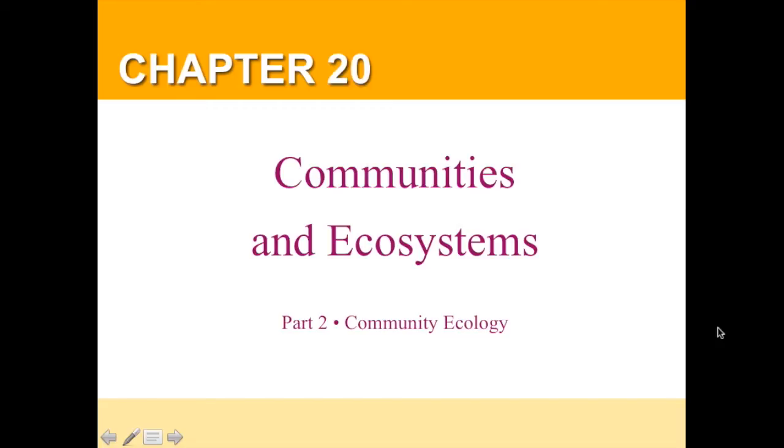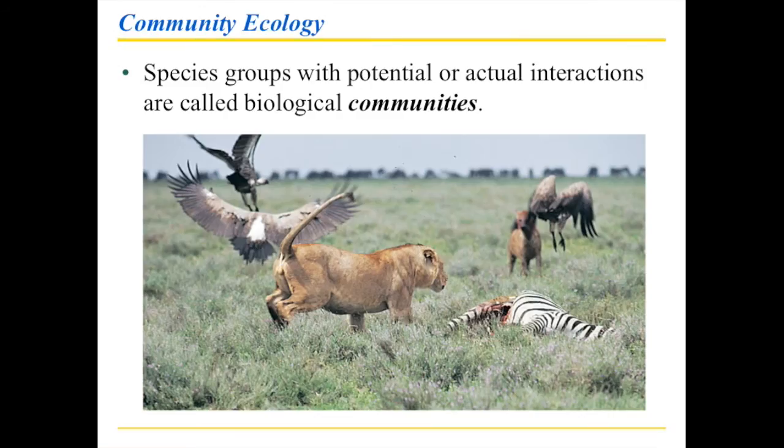Part 2 is about communities, and communities are groups of species. So what we're going to be looking at is the interactions that happen between all kinds of species in an environment, and that's what a community is. Whereas a population is a group of individuals of the same species, a community, which is the next level of ecology, is the interactions and the potential interactions of multiple species.